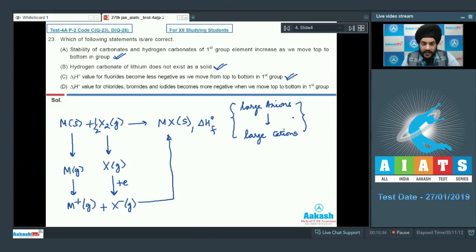Now if we talk about the D statement, delta H naught value for chloride, bromide and iodide become more negative when we move from top to bottom in first group. This statement is also correct, students. It is a combination of various factors like I already said before, and both of these statements are correct as per the facts. So students, the correct answer for question number 23 are all of these options. So we have to mark A, B, C and D as well. Let us look at the next question.